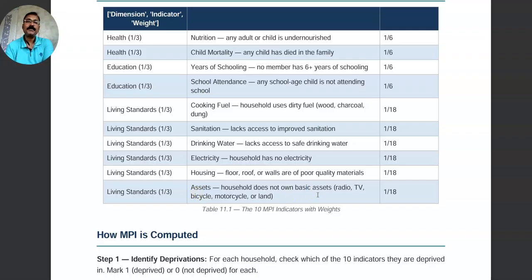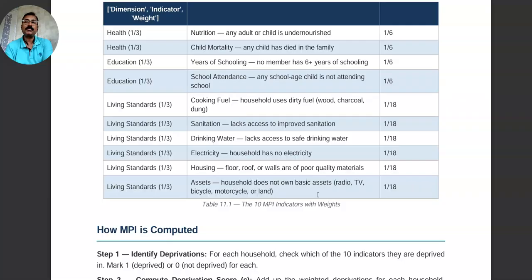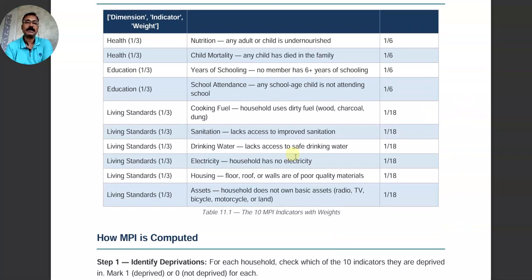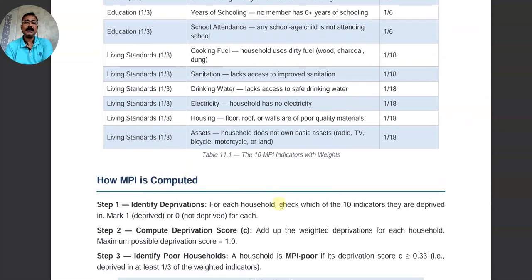So in this way, we need to frame the questionnaire and side by side the weights. Now, for each household, check which one of the 10 indicators they are deprived. Mark 1 if they are deprived, 0 if they are not deprived for each. Okay. So now, after that, the second step is add up the weighted deprivation score for each household.